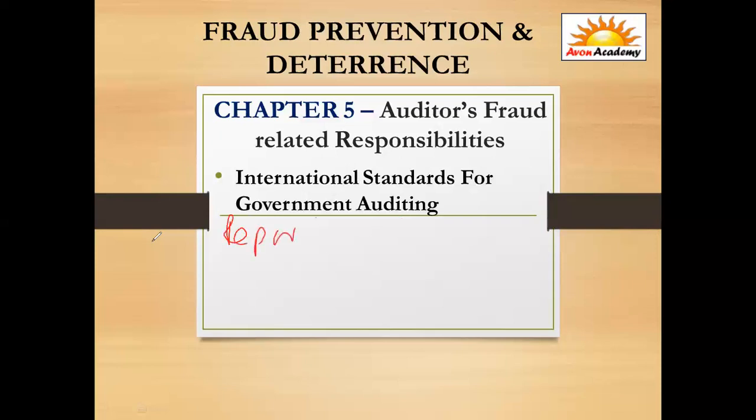In the reporting and follow-up, the auditor should prepare a report based on the conclusions they have reached through the activities they have done. So this brings us to the end of this chapter number 5, on audit fraud related responsibilities. Let's see in the next chapter number 6.